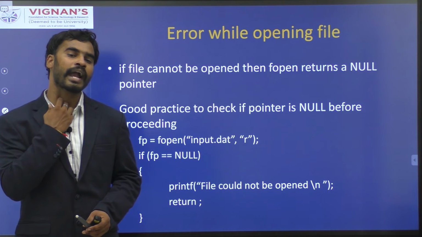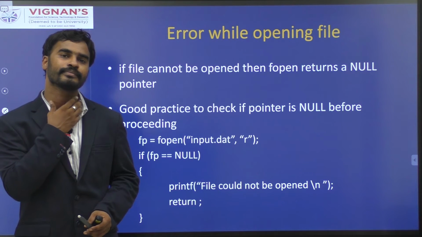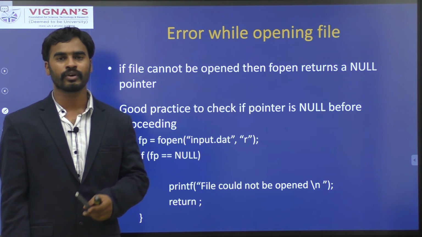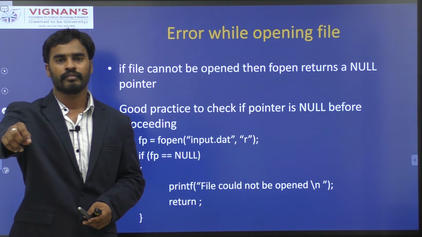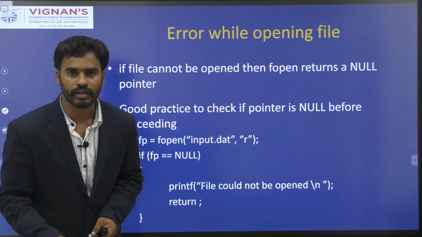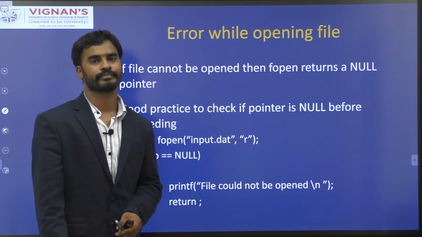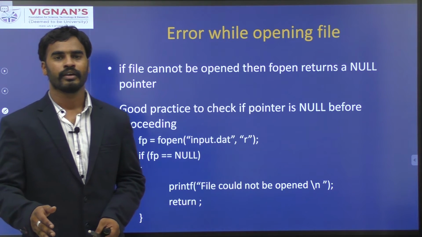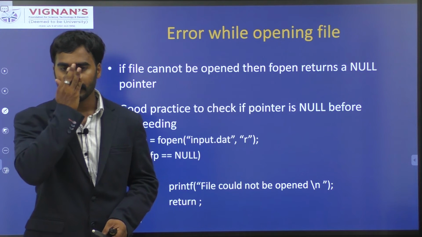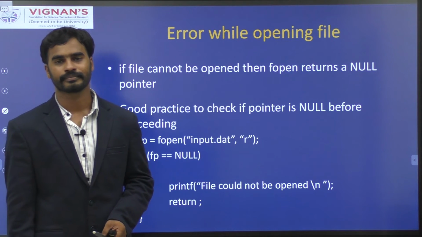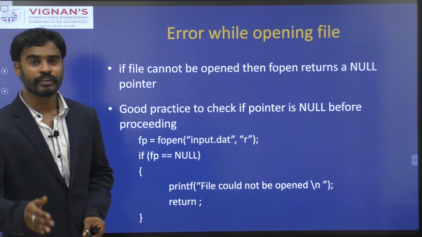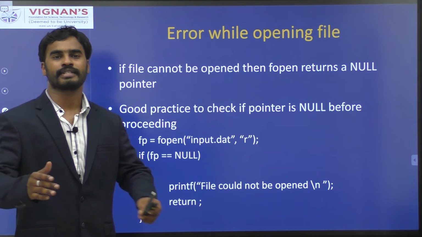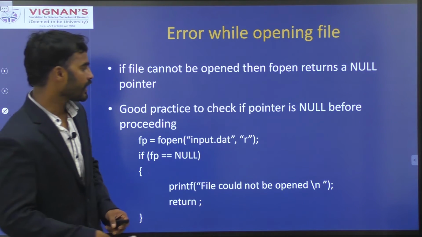If you want to handle errors when opening a file, it is a good habit to always check whether a file is opened properly before doing any operations on the file. If the file is successfully opened, it returns a pointer to the file. If the file is not opened successfully, it returns a null character.